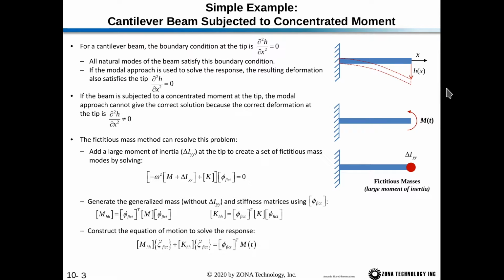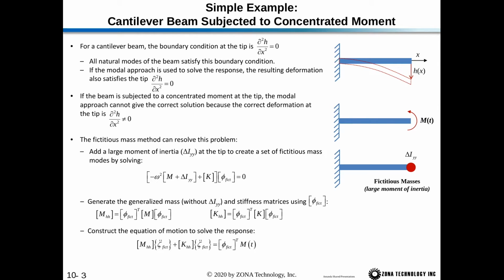And if the modal approach is used to solve the response, then the resulting deformation also satisfies that condition at the tip. However, if we now subject this beam to a concentrated moment at the tip, the modal approach cannot give the correct solution because the correct deformation at the tip is not, the second derivative of h is not 0 because we're applying a concentrated force. Now the fictitious mass method can resolve this problem.